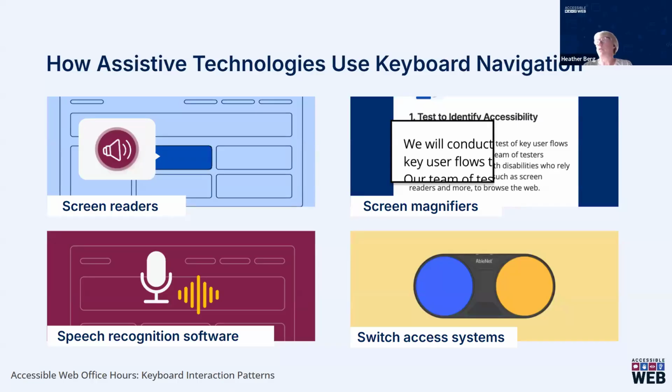So first up, a screen reader uses keyboard commands to move through a page and translates that information into speech or braille output so the user knows what has focus and what they can do next.